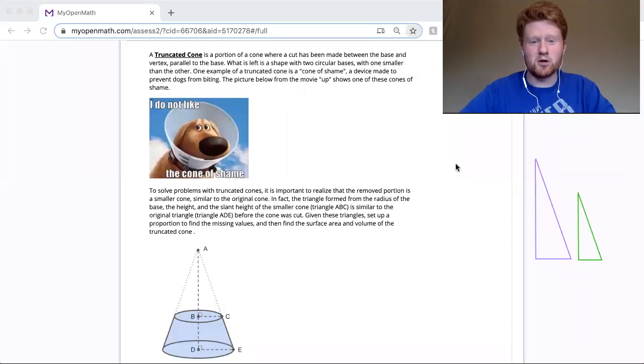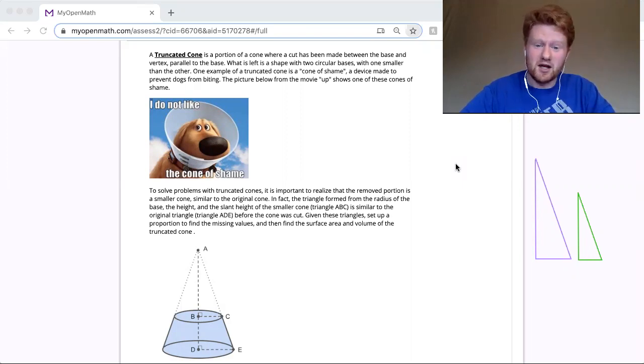In this problem, we're looking at a new type of three-dimensional figure called a truncated cone. Now, the word cone is in the name of this 3D figure for a reason. It has many qualities very similar to a cone, and we're actually going to use the knowledge we have about cones to figure out the problem for a truncated cone.